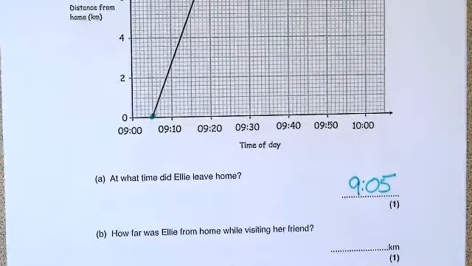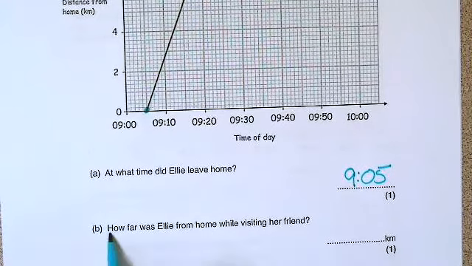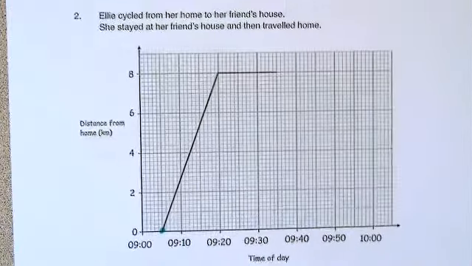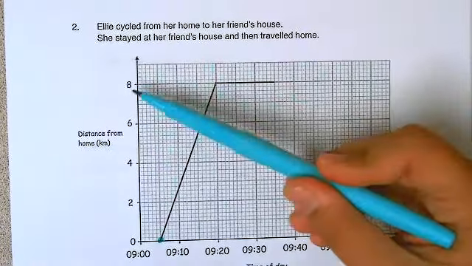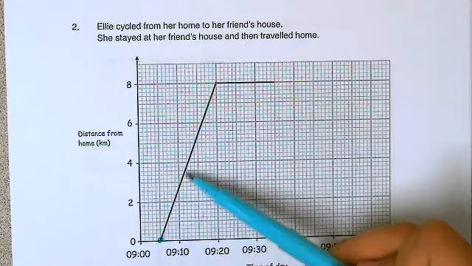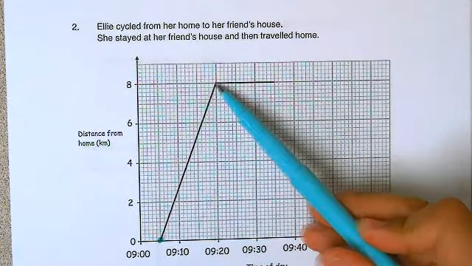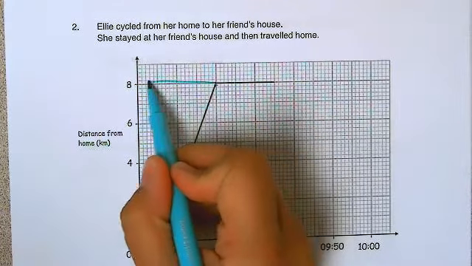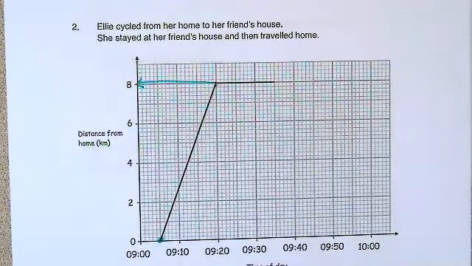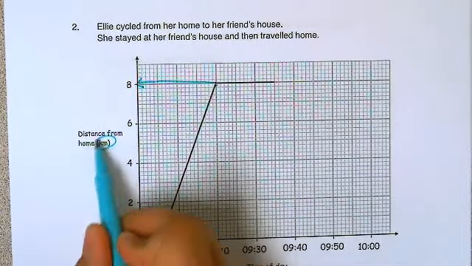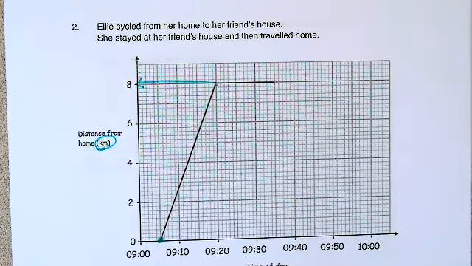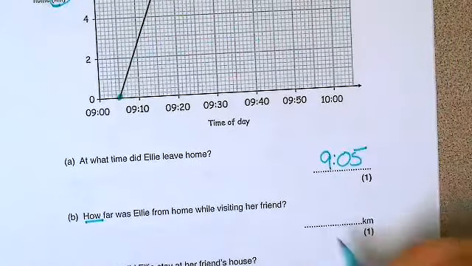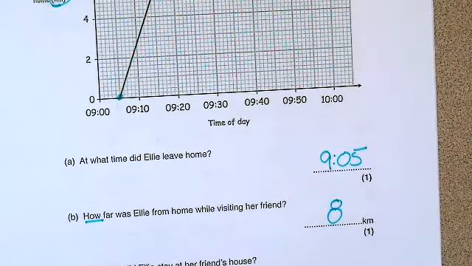Okay, question B, how far was Ellie from home while visiting her friend? So we're going to look at our graph. We have to look at the Y for this one. So here she's bicycling to her friend's house, and here is where she stops. So we're going to look at the Y. This is at 8 what? 8 kilometers. So this is 8 kilometers from home.